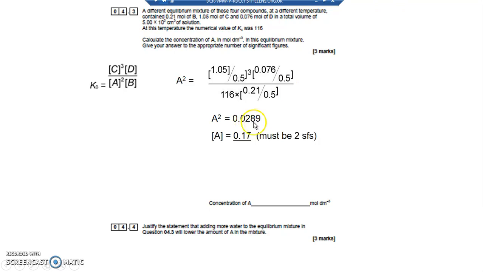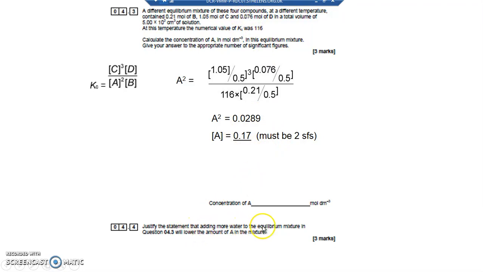0.029289, square root it, 0.17. It's got to be to 2 significant figures because some of the values are to 2 significant figures, such as 0.21, 0.076. So my lowest value is only 2 significant figures, so it needs to be to 2 significant figures.